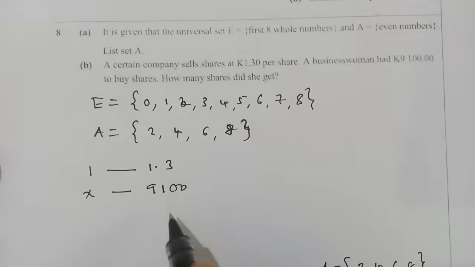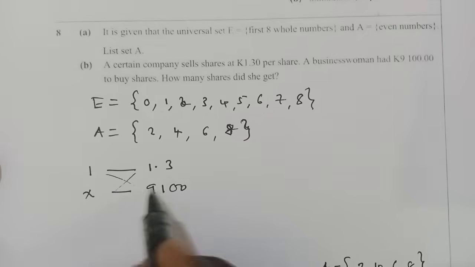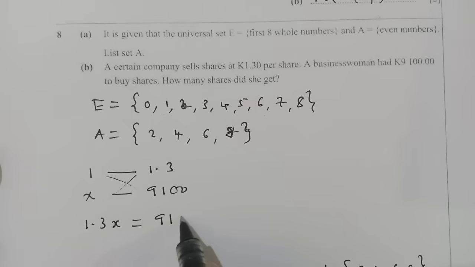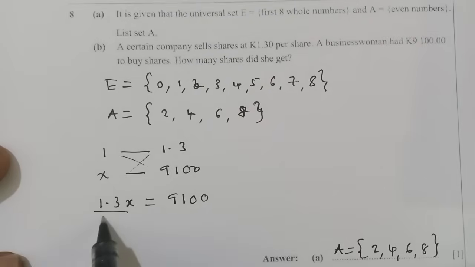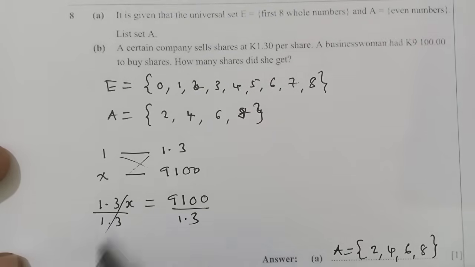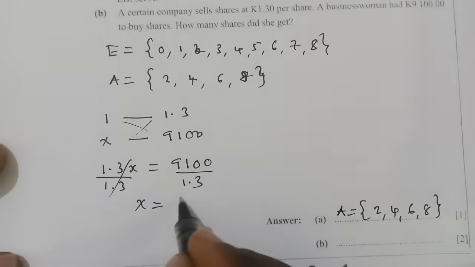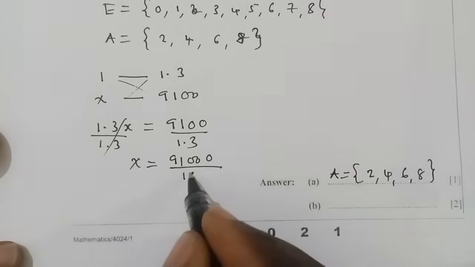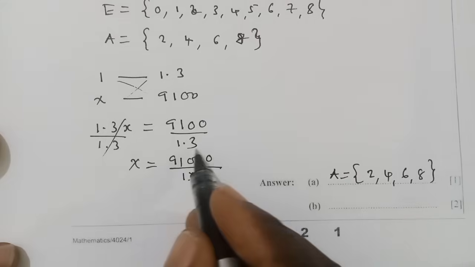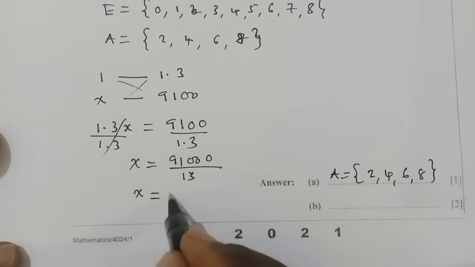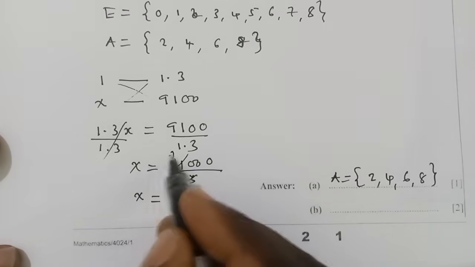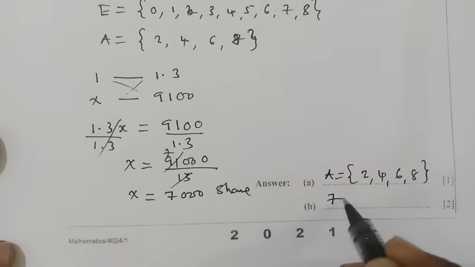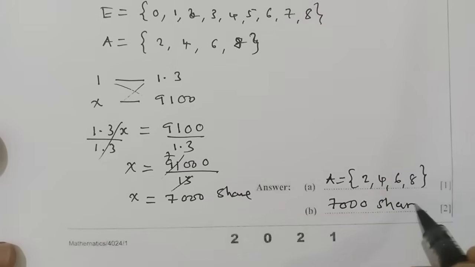So here we want to find the number of shares. This is what this person had. We cross multiply, so this by this. So we have 1.3x is equal to 9,100. You divide by the same. Our x will be equal to... remember with paper 1 ECZ, you are not allowed to use the calculator. So to kill this decimal, you multiply by 10. So you have 7, because 13 into 91 is 7. So it's 7,000 shares.